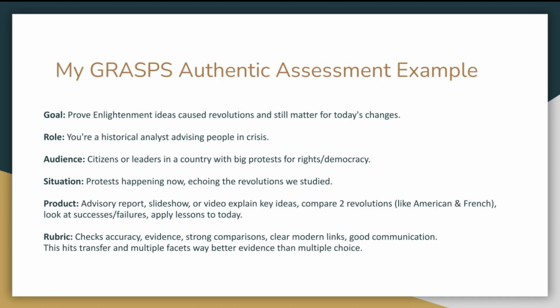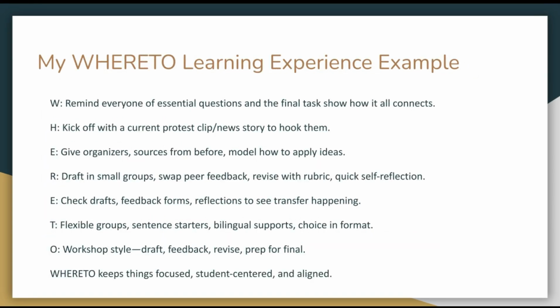My GRASPS authentic assessment example. So the goal is to prove Enlightenment ideas drove revolutions and still matter for today's changes. Role is historical analyst, advising people in crisis. Audience is citizens or leaders with big protests for rights, democracy. Situation, protests happening now, echoing the revolutions we've studied. Product, advisory report, slideshows or videos explaining key ideas, comparing 2 revolutions, for example the American and French, and looking at successes and failures and applying them to lessons today. So the rubric would check for accuracy, evidence, strong comparisons, clear modern links, and good communication that hits transfer and multiple facets, way better evidence than multiple choice.